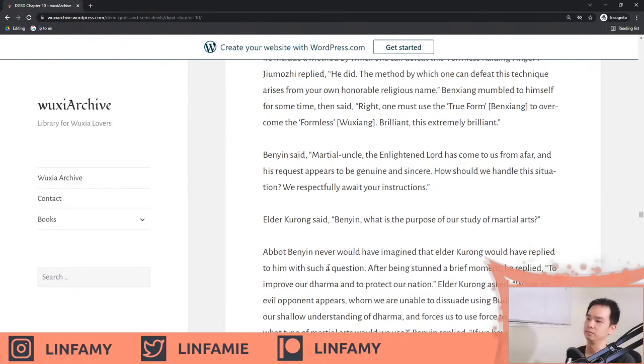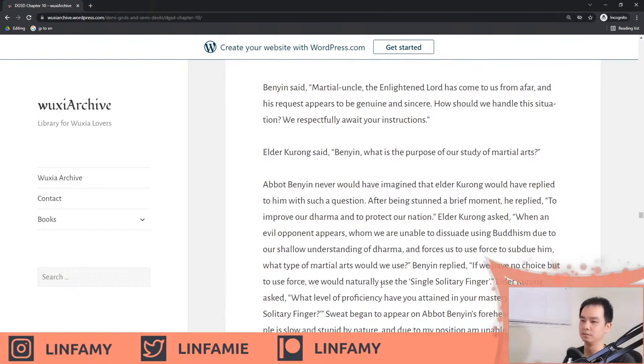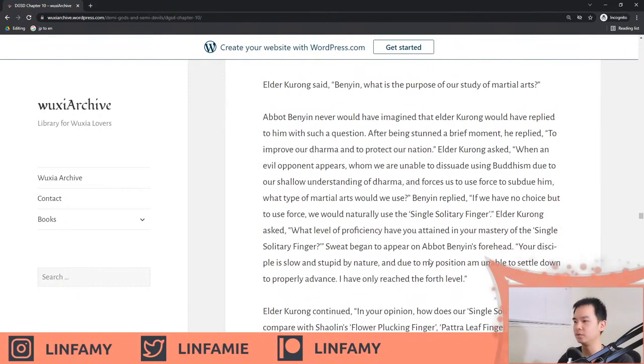Elder Kurong said, "Bunyin, what is the purpose of our study of martial arts?" Abbot Bunyin never would have imagined that Elder Kurong would reply with such a question. After being stunned for a brief moment, he replied, "To improve our dharma and to protect our nation." Elder Kurong asked, "When an evil opponent appears, whom we are unable to dissuade using Buddhism, due to our shallow understanding of dharma, and forces us to use force to subdue him, what type of martial arts should we use?" Bunyin replied, "If we have no choice but to use force, we would naturally use the Yi-Yang finger."